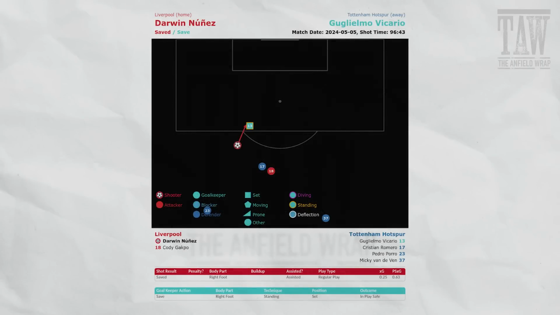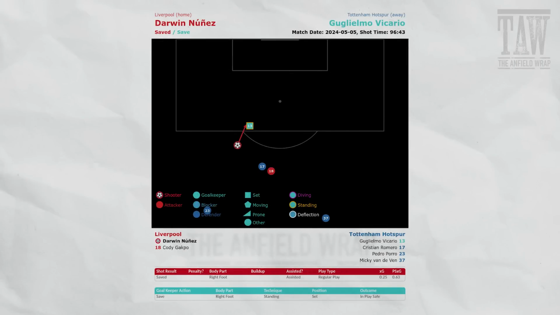Then I want to use this one. It's another Nunez one where he storms off infamously after the Tottenham home game at the end of last season, goes a bit mad on his socials. The XG of the chance was 0.25. When Vicario saves it, the save he makes has a post-shot XG of 0.63. Right. So that's a good shot. And also it's a good save.